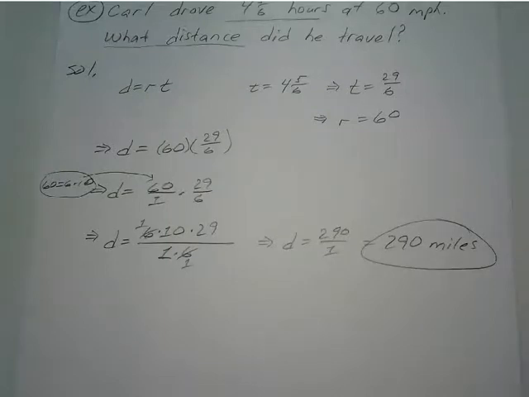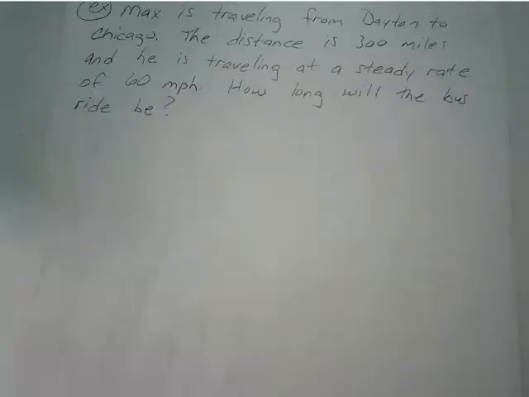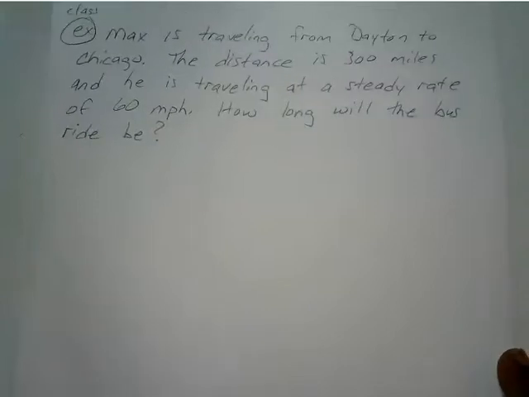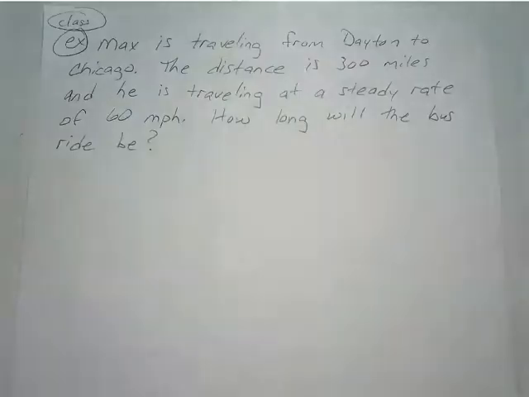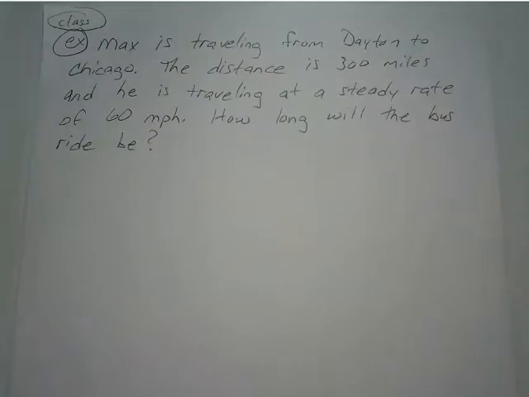Okay, so we're going to go ahead and do one more example, and I want you to try this one. Max is traveling from Dayton to Chicago. The distance is 300 miles, and he is traveling at a steady rate of 60 miles per hour. How long will the bus ride be? So I want you to go ahead and press pause and work this one out on your own.